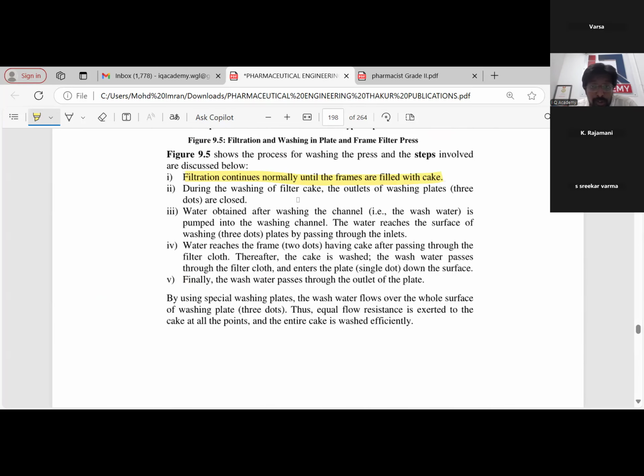Then during the washing of the filter cake, the outlets of the washing plates, the three dots, are closed. So water obtained after washing these channels is pumped into the washing channels. The water reaches the surface of the washing plates, that is the three dot plates, by passing through the inlet.